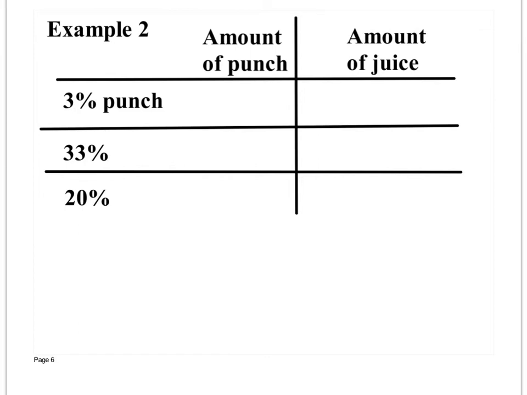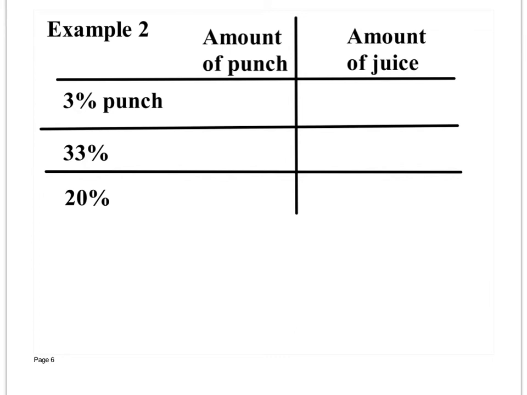All right. It says Mrs. Matthews has 16 cups of punch that is 3% pineapple. She also has a punch that is 33% pineapple. How many cups of the 33% punch will she need to add to the 3% punch to obtain a punch that is 20% pineapple juice? 16. Okay.